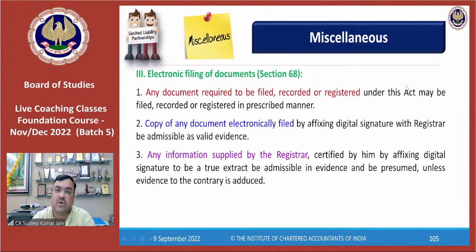Sufficient है कि आपने डॉक्यूमेंट ऑनलाइन भरे, मतलब भर दिए। Any information supplied by registrar, certified by him by affixing digital signature to be a true extract, be admissible in evidence and be presumed unless evidence to the contrary is adduced. मतलब कि जो इन्फॉर्मेशन रजिस्ट्रार दे रहा है उसके ऑफिशियल डिजिटल सिग्नेचर लगे हुए हैं, दैट इज सफिशिएंट कि उन्होंने डॉक्यूमेंट आपको सर्व कर दिया। क्लियर इतनी बात?